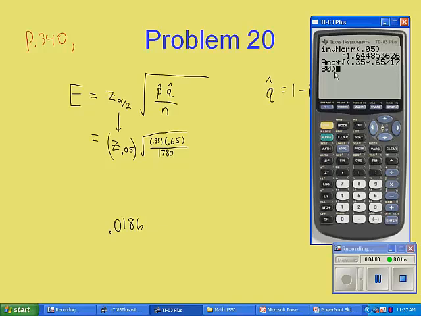And you notice these parentheses are after the square root. It's going to take the square root of all that stuff first and then multiply it by the answer. And it gives me negative 0.0186 if I round, which is what they got there.